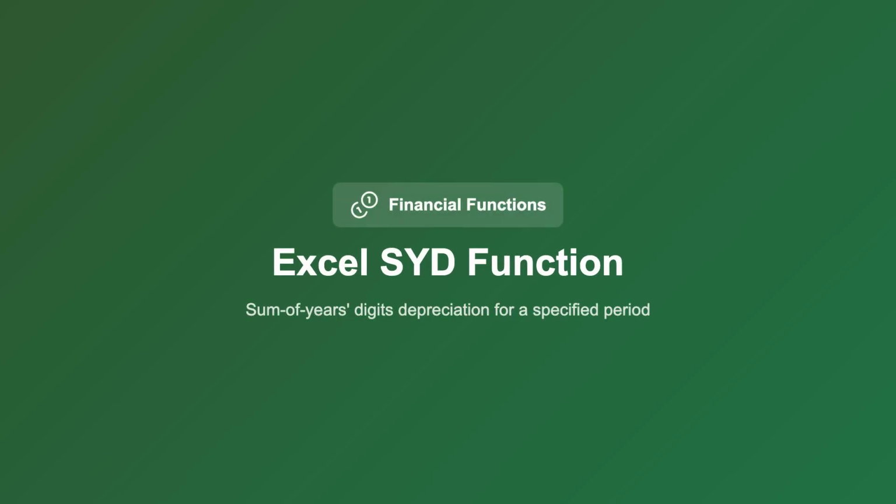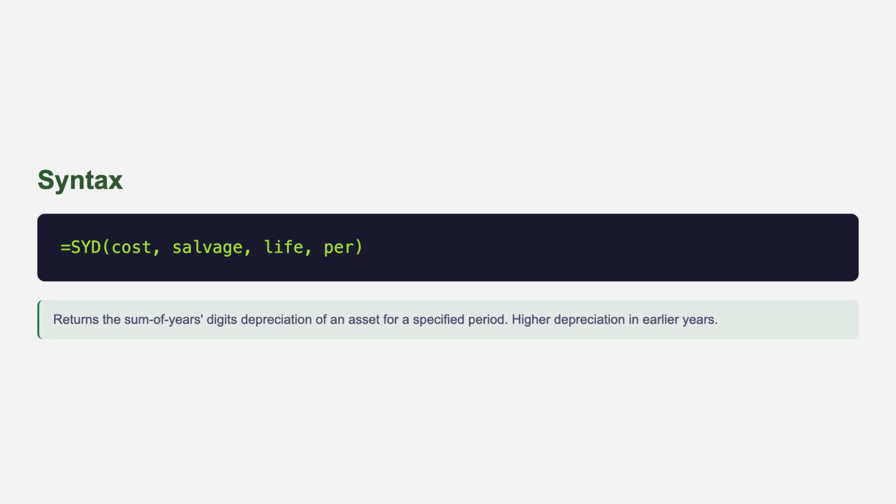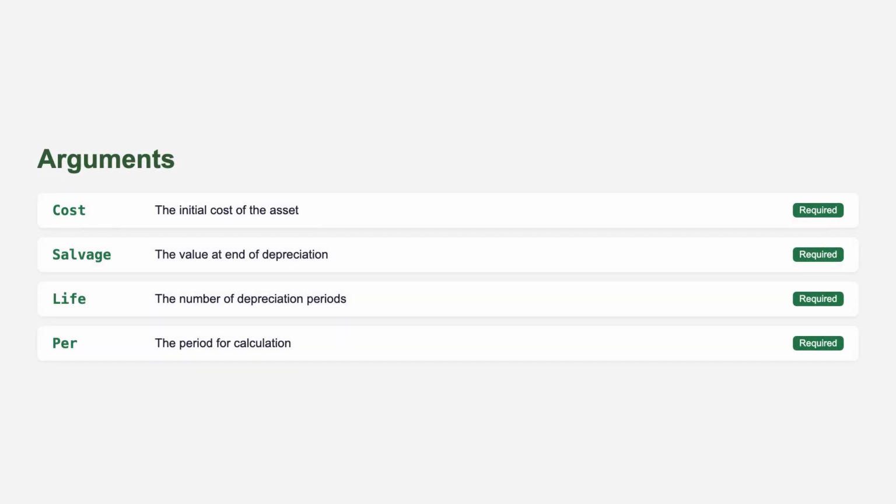Excel SYD function. This function calculates the sum of years digits depreciation of an asset for a specified period. The syntax is SYD with parameters cost, salvage, life, and per. There are 4 arguments: cost, the initial cost of the asset; salvage, the value at the end of depreciation; life, the number of depreciation periods; and per, the specific period for which you want the depreciation amount.